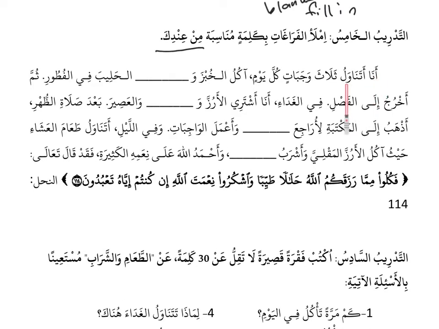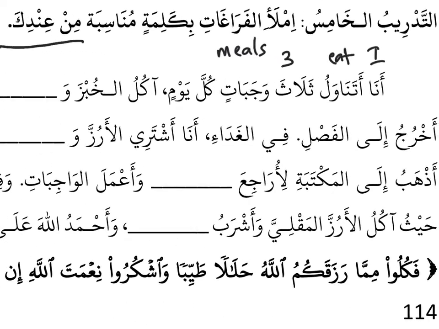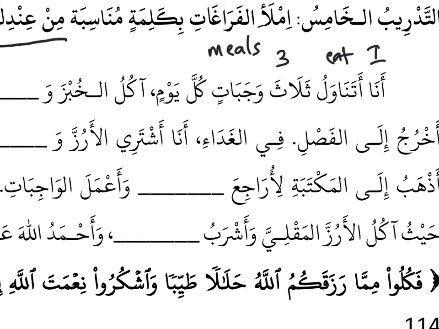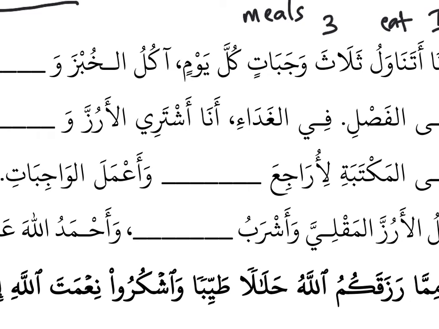Ana atanawalu thalatha wajabatin kulla yawmin. Ana atanawal, I eat. Thalatha wajabatin. Thalatha is 3, and wajabat, this is meals. So I eat 3 meals. Wajabat is the plural for the word wajbatun. Waw, jim, ba, and ta. Wajba is a meal.